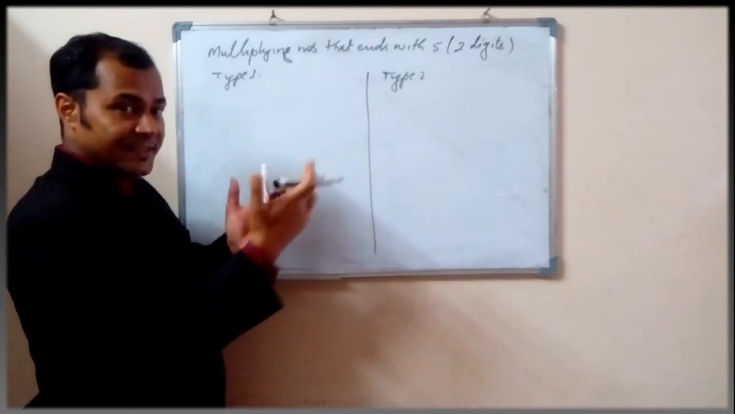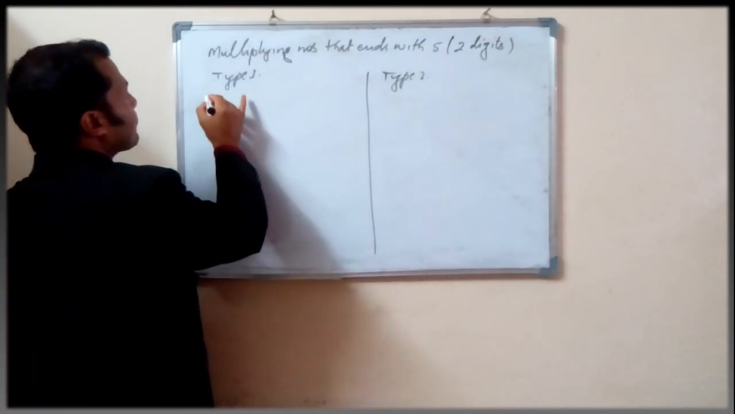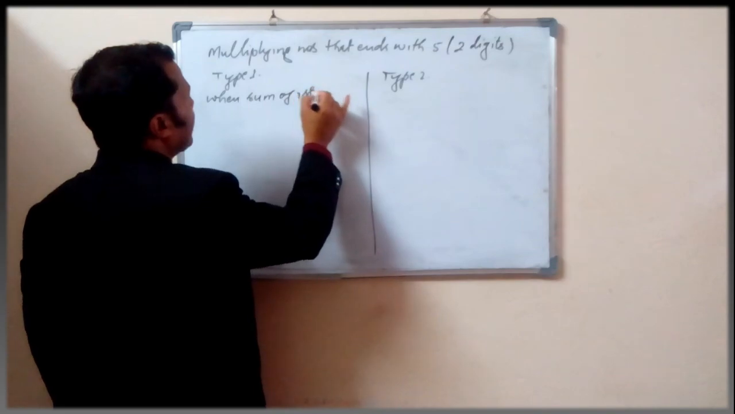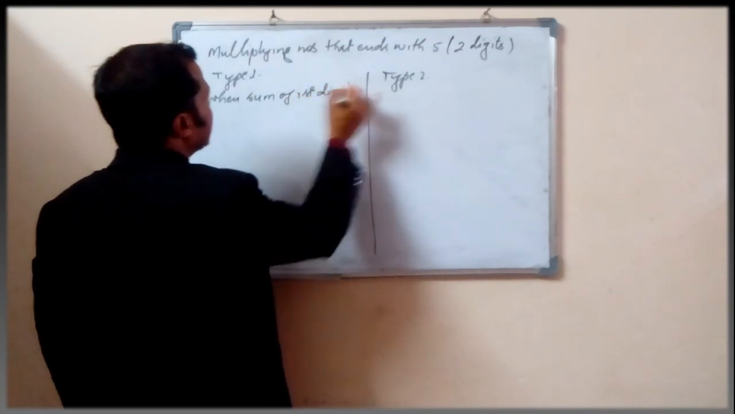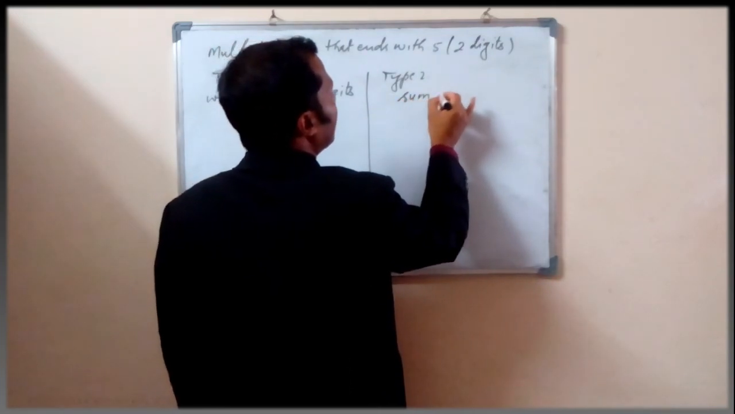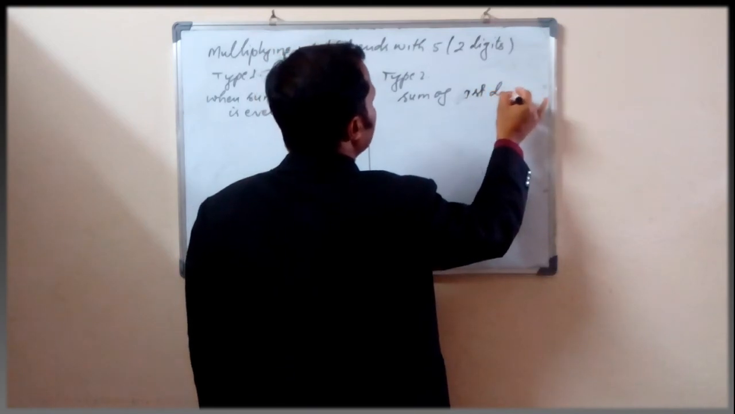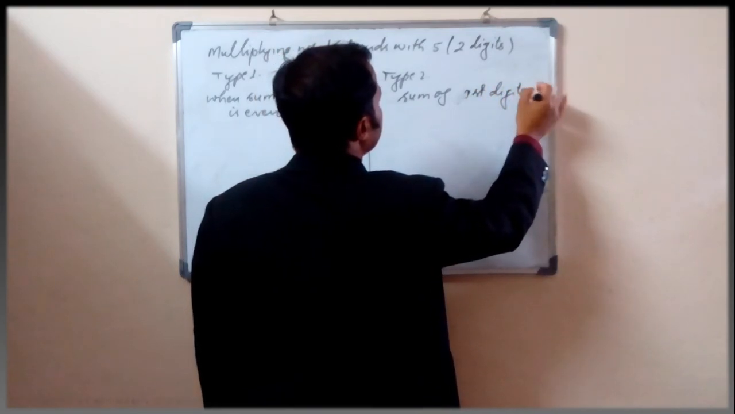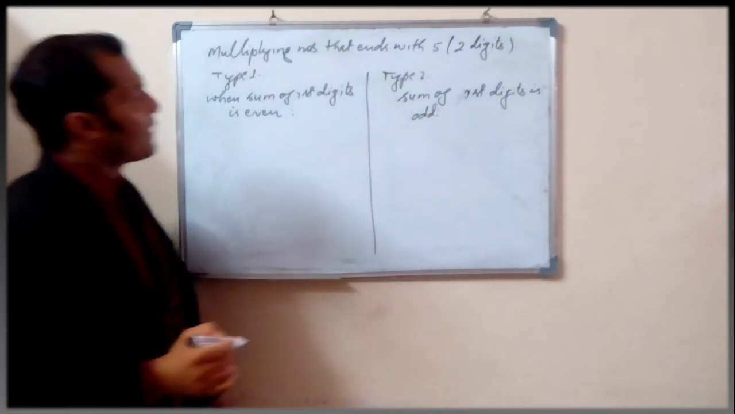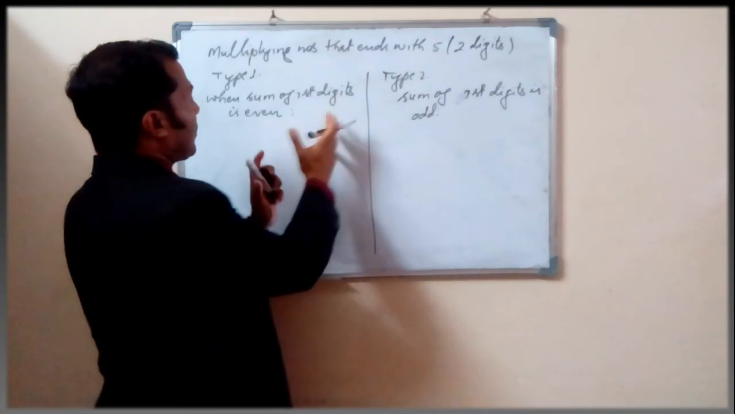but for the first digits, keep it in mind, when the sum of first digits is even and when the sum of first digits is odd, we're going to divide them into two different parts, two different types. The first one is when the sum of digits is even.